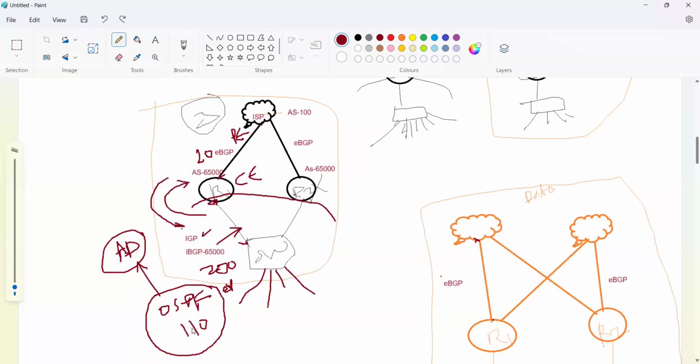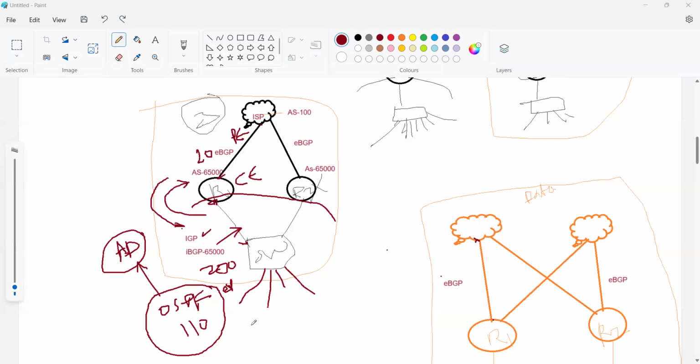Got it, Jyoti? Yes, my question is: from the ISP to the router, it will have an AD value of 20, and from here to here, if you are using OSPF as the IGP, it will have 110. We are saying the lowest number will be taken, so here the lowest is 20. No, 65,000 is not an AD value, Jyoti. That is the AS number, the autonomous system number. Sorry, 200.